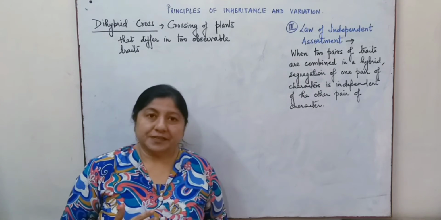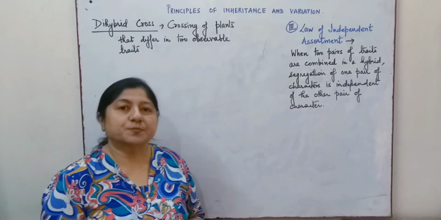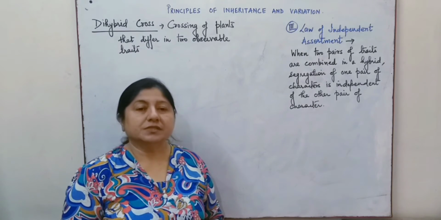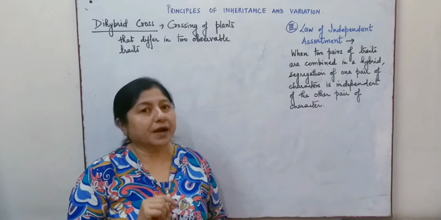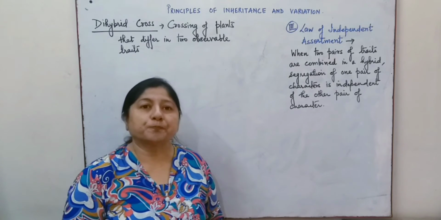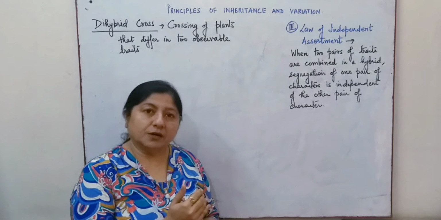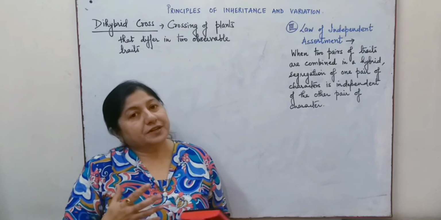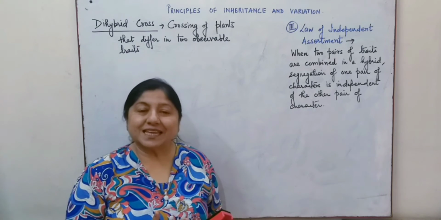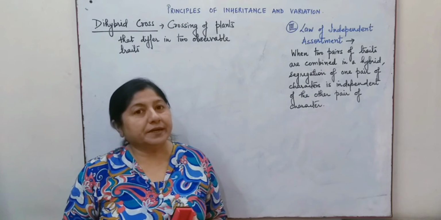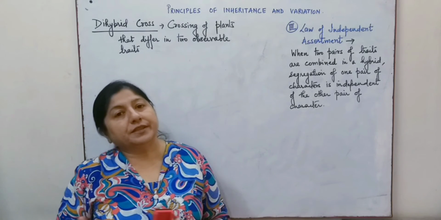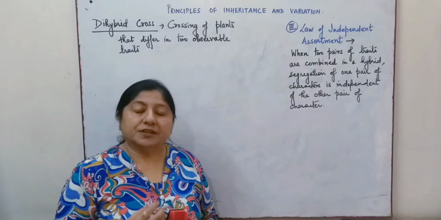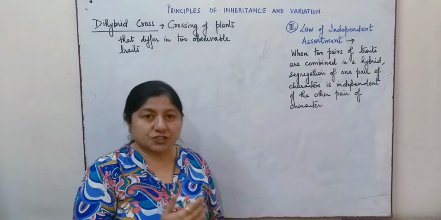When Mendel studied the inheritance pattern in a monohybrid cross, he came to the conclusion that a trait is governed by a pair of genes. Now, he further wanted to study whether different types of traits segregate individually or independently of each other, or whether they are carried together. So he wanted to study different contrasting traits together.